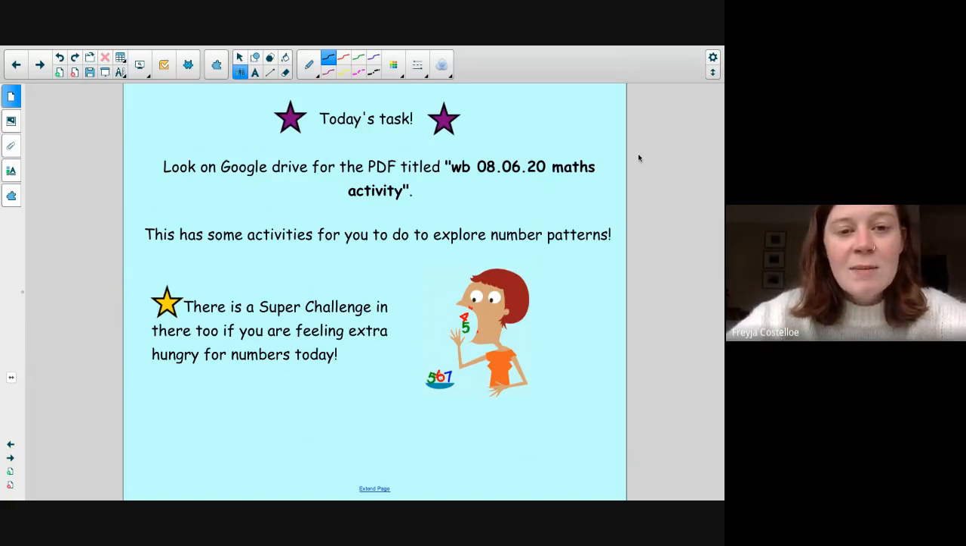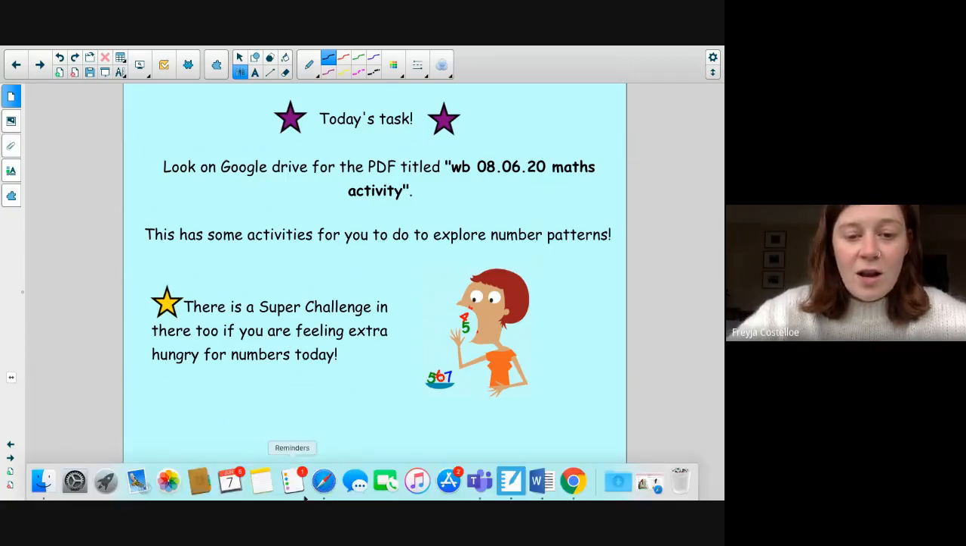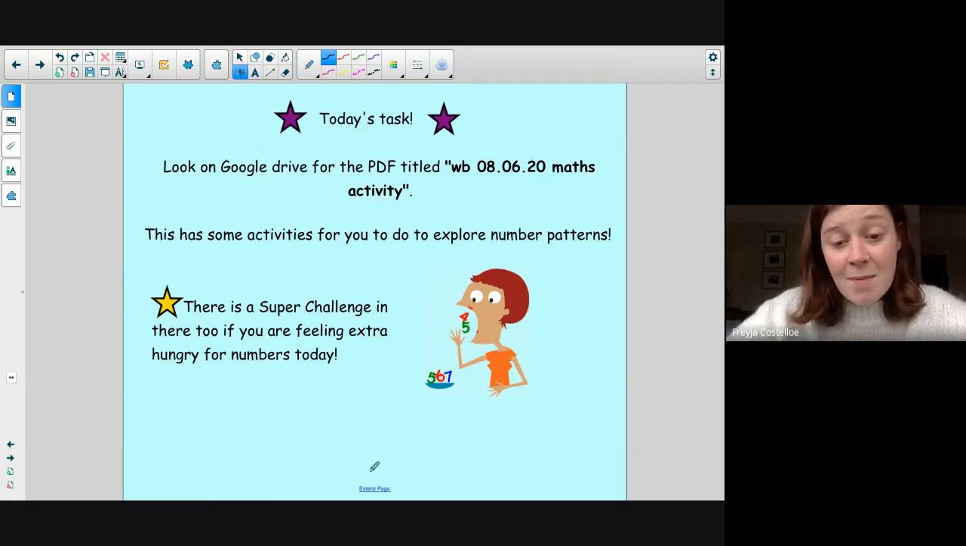And that sheet has got some activities for you to do to explore number patterns, like we have been doing today. And there is also a super challenge in there too, if you are feeling super hungry for numbers today. So that is your maths task. Off you go, have fun, good luck, and please don't make the same silly mistakes as I did.